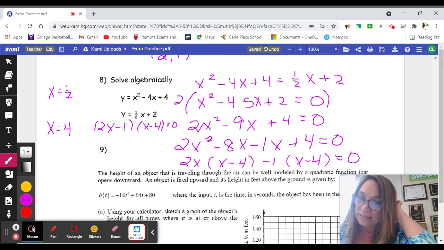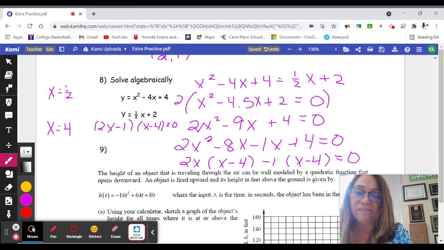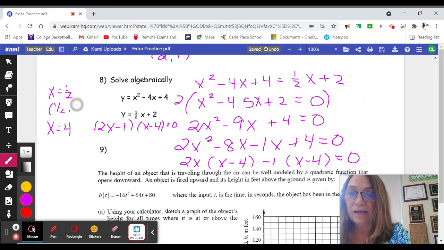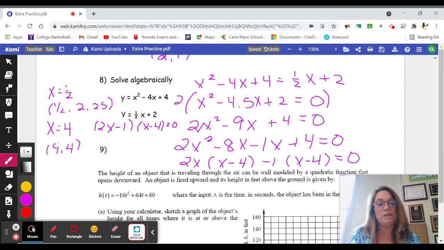But I'm not done because I also have to find the y value. Half of a half is a quarter. So it's going to be 2.25. So this is going to be the point 1/2, comma, 2.25. Half of 4 is 2. 2 plus 2 is 4. So this is going to be the point 4, comma, 4. And you can absolutely check that on the graphing calculator.